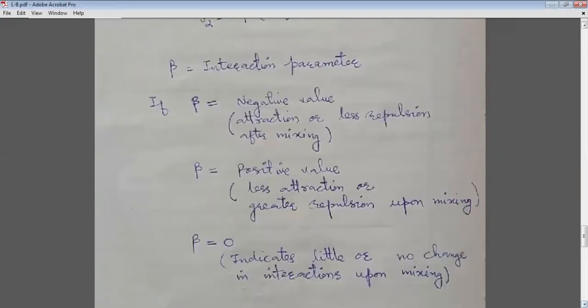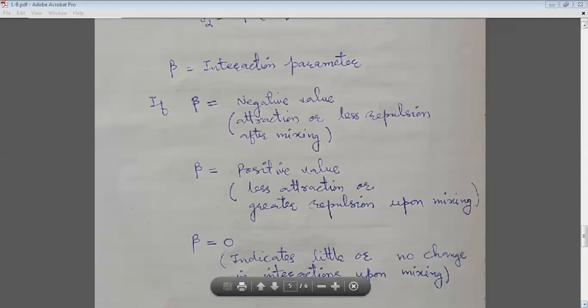Now if this beta value, this interaction parameter, comes out to be 0, it indicates that there are no interactions upon mixing. You have added two surfactants together, there will be no interaction, or you can say no or little interaction between the two. Okay, so that means this interaction parameter can have value positive, negative and 0, and their values indicate what type of interactions are basically there.